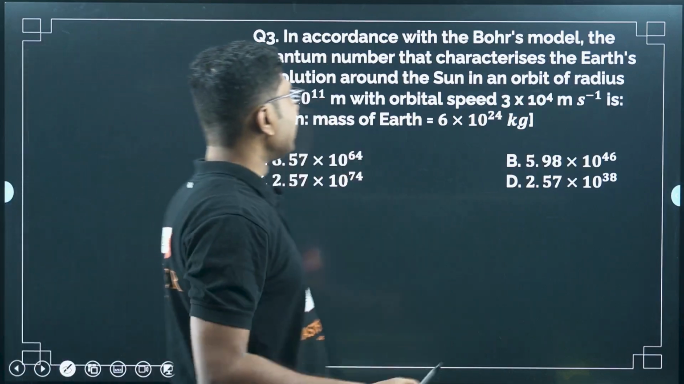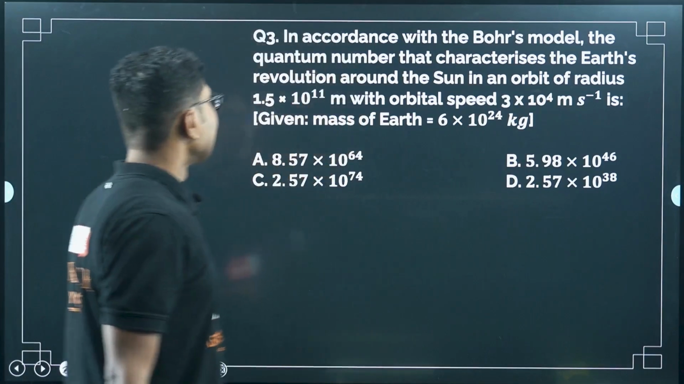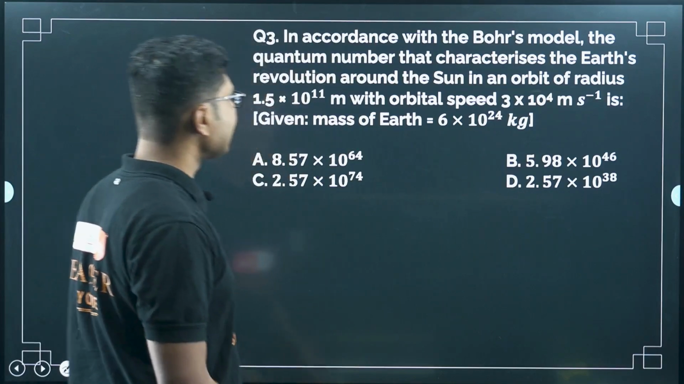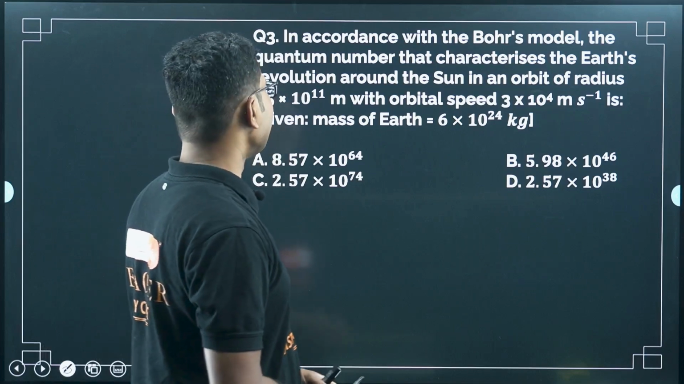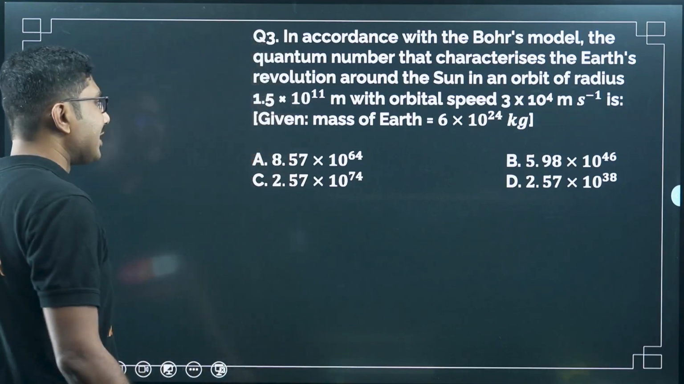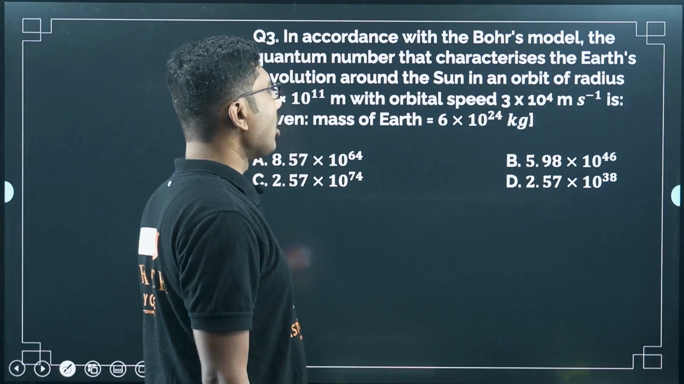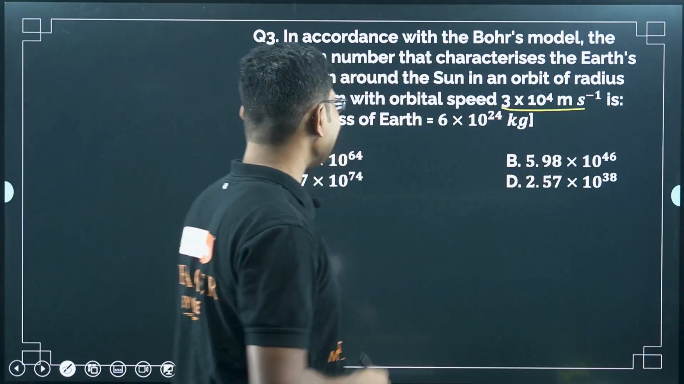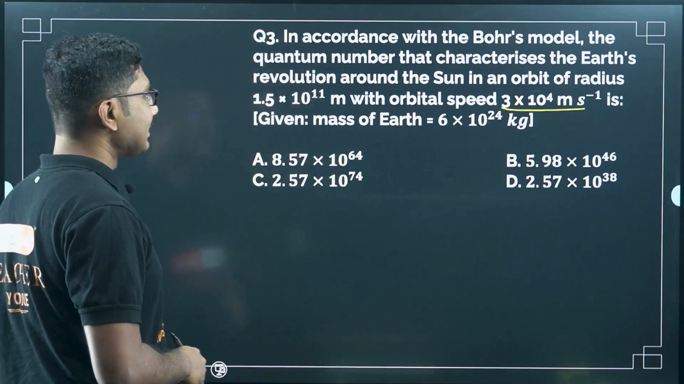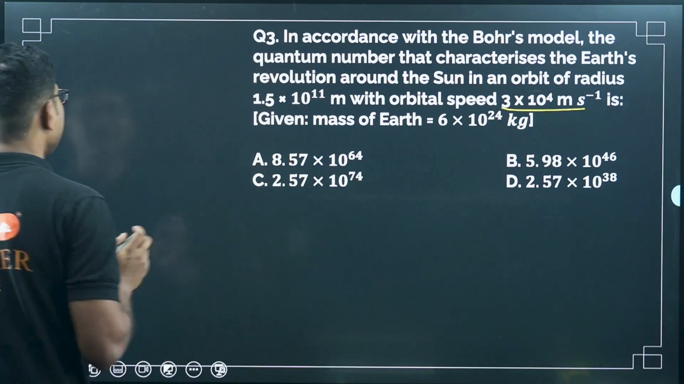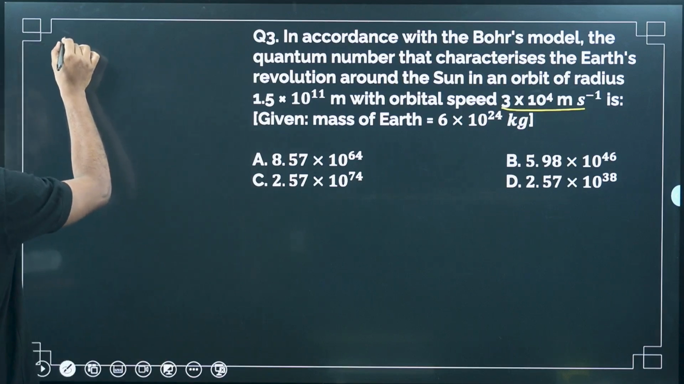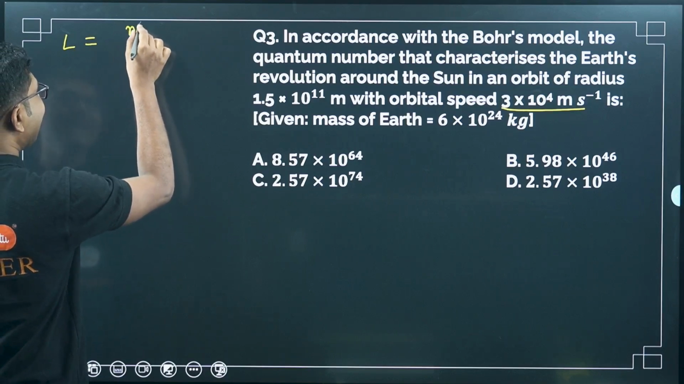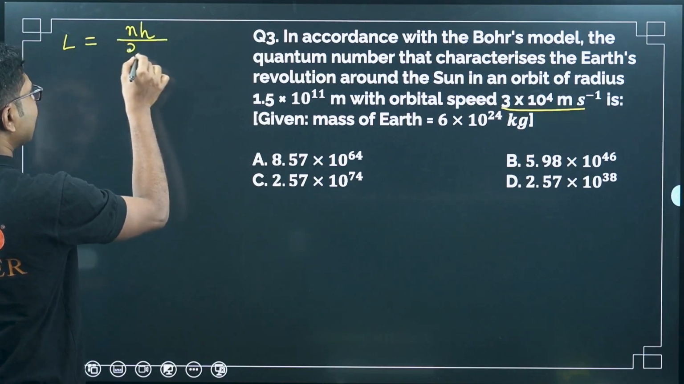In accordance with Bohr's model, find the quantum number that characterizes the Earth's revolution around the Sun in an orbit of radius 1.5 times 10 to the power 11 meter with orbital speed 3 times 10 to the power 4 meter per second. Given the mass of the Earth is 6 times 10 to the power 24. Very interesting question. We know that orbital angular momentum is given by, for a Bohr radius, nh by 2π.